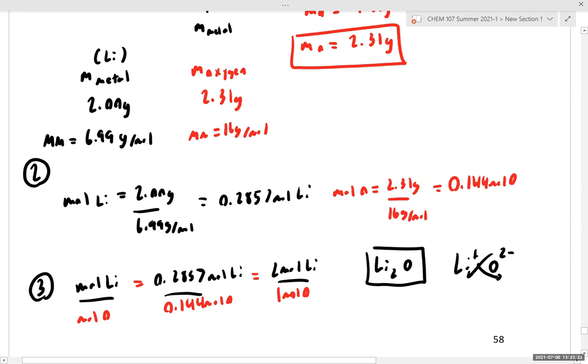Does this example of calculating the empirical formula via metal combustion make sense to everyone? Yes.